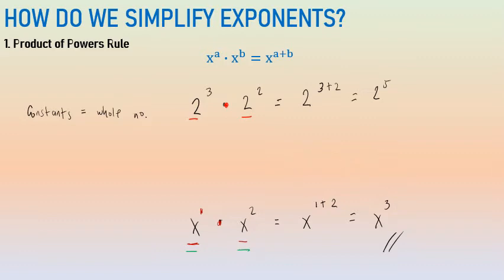So, check natin. So, 2, ito muna. 2 raised to 3 is 2 times 2 times 2. It means multiply 2, the base 2, thrice to itself. Multiplied by 2 times 2, or 2 squared is just 2 times 2. So, ilang 2 to lahat? That is 2 raised to 5.